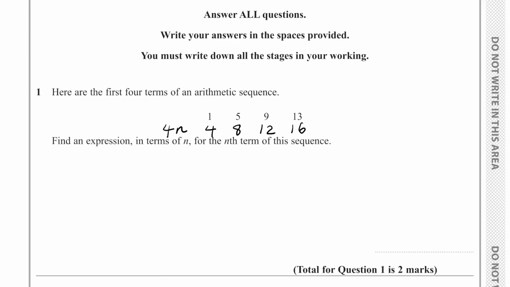What do we have to do to the 4 times table to get the sequence we've been given? We take away 3 each time. So it's the 4 times table, take away 3.